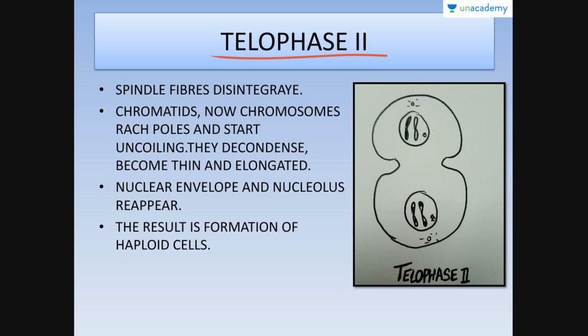Finally comes the end phase, that is telophase 2. Here the spindle fibers disintegrate, chromatids reach the poles and start uncoiling. They will again uncoil and become decondensed and again form chromatin material. The nuclear envelope and nucleolus reappear. The final result is the formation of two haploid cells.